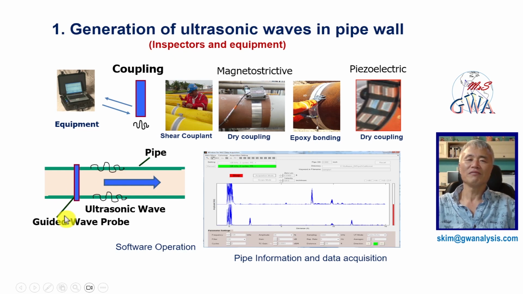The coupled local deformation on the pipe wall propagates along the pipeline as the guided waves. The inspector operates guided wave testing software for inserting pipeline information and acquiring ultrasonic data received in the guided wave probe.